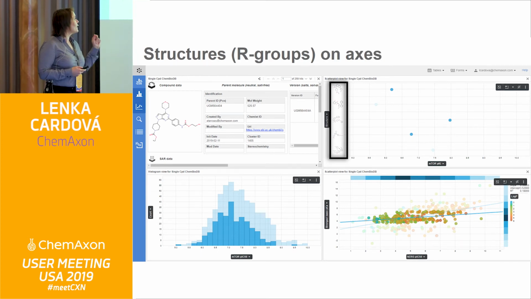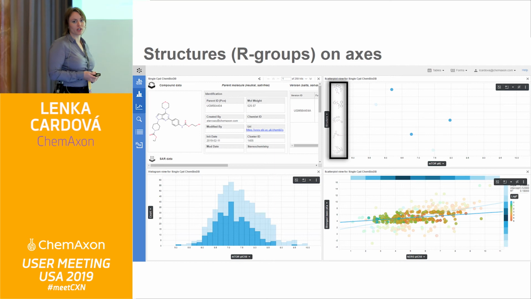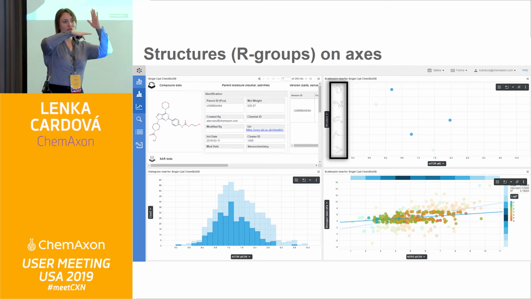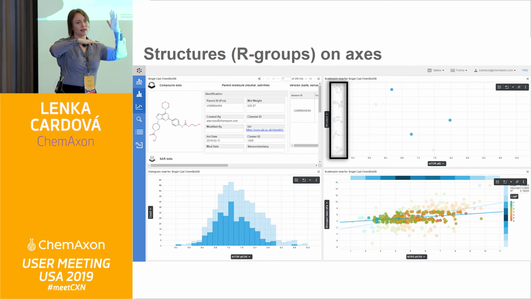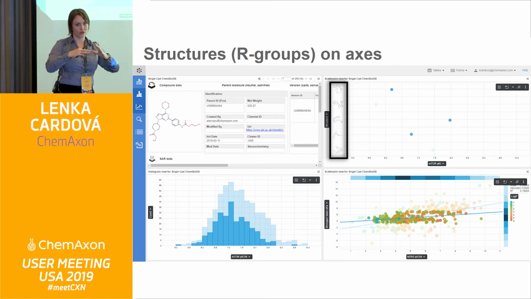And the last point I want to highlight, which is the recent development, are structures or potentially R groups on the axis. So then you can actually, at this point again, fade out those which are not selected, but you can move and see the structures on the X. It's also possible to have structures on both axes, so you can do partially a SAR analysis on the graph.